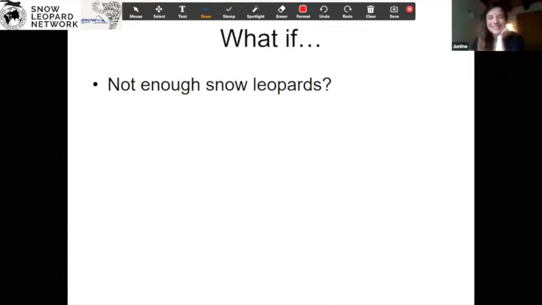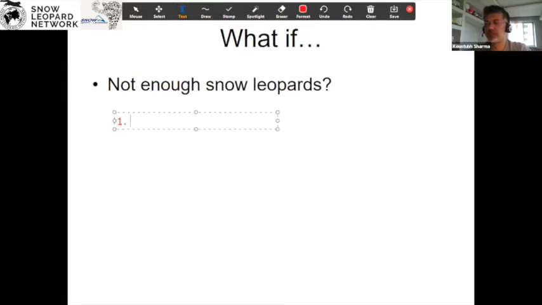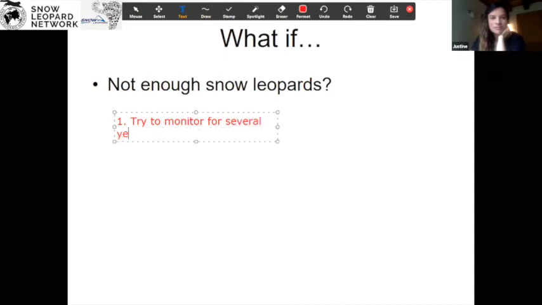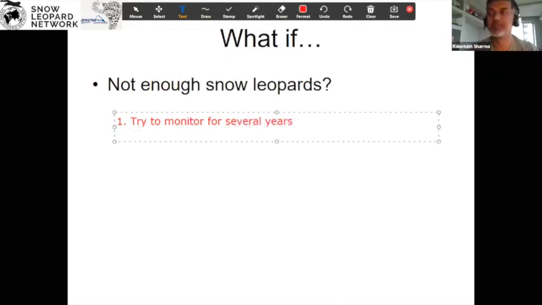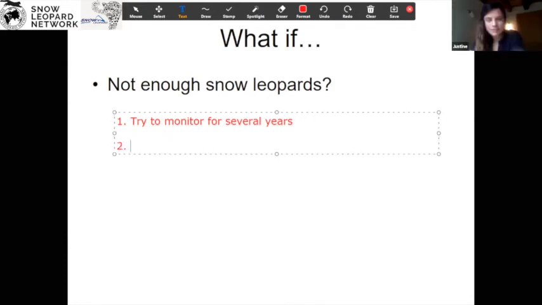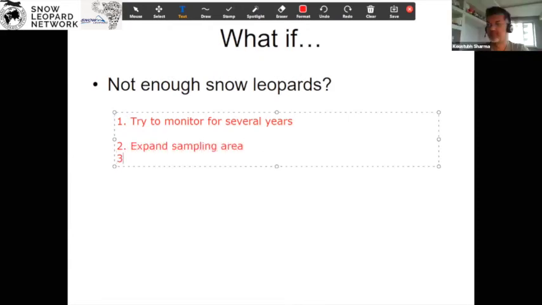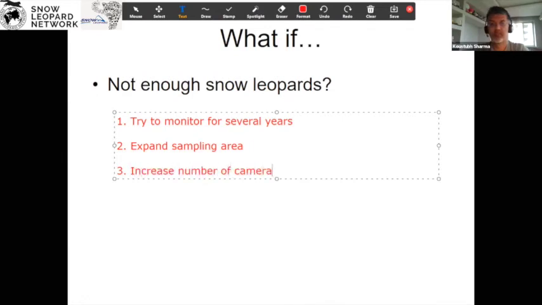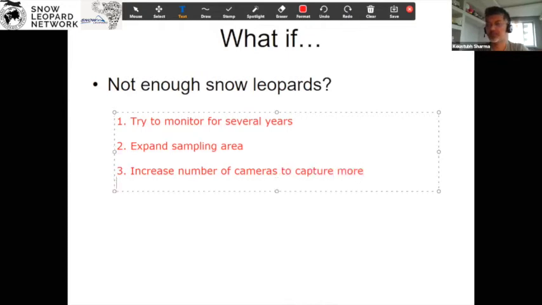Pooji, I'm glad you're there. Okay, that's a good point. Now let me start annotating. So try to monitor for several years. Good idea. What else? Come on, think. What can you possibly do here? Expand sampling area. Fair enough, Joe. Increase number of cameras to capture more. Okay.